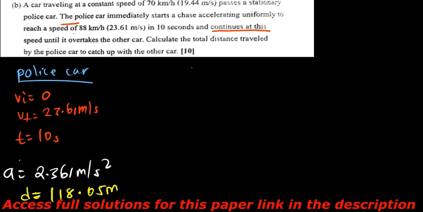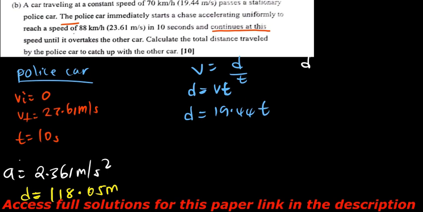is going to be the velocity. Since it was at constant, the velocity is equal to distance over time. If you have been given just the speed, I want you to take note that you can use this formula. So the distance will be equal to v times t. This is for the car. So if I plug in the values, the distance is equal to, what is the velocity? 19.44 times t. This is the distance covered when it was constant.